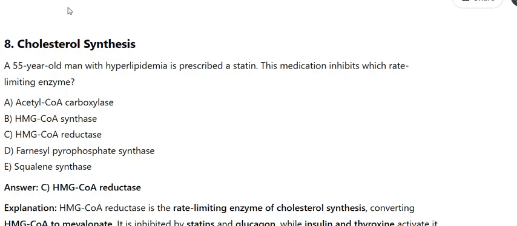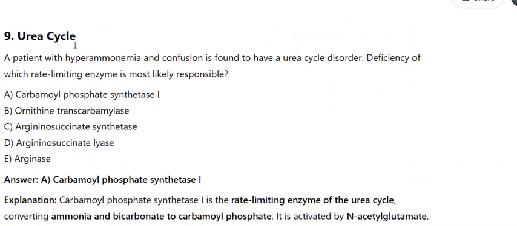9. Urea cycle. A patient with hyperammonemia and confusion is found to have a urea cycle disorder. Deficiency of which rate-limiting enzyme is most likely responsible? A. Carbamoyl phosphate synthetase. B. Ornithine transcarbamylase. C. Argininosuccinate synthetase. D. Argininosuccinate lyase. E. Arginase. Answer: A.